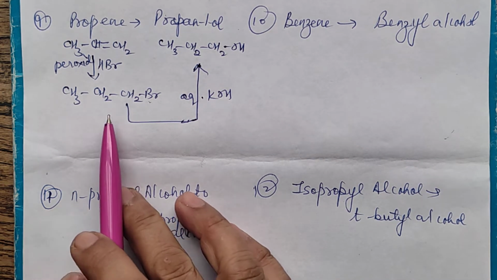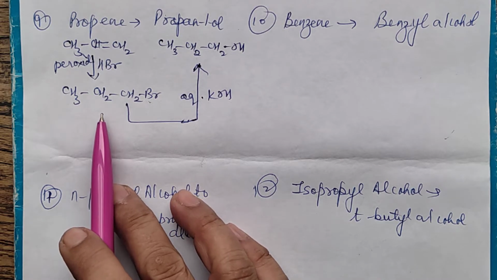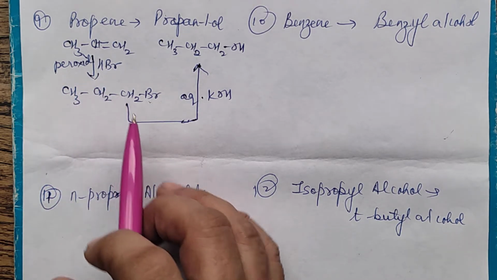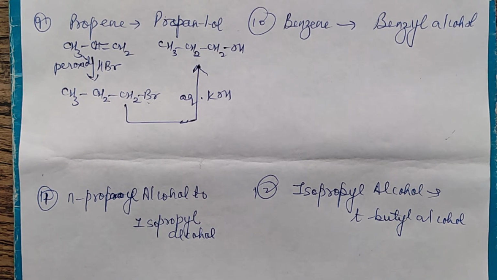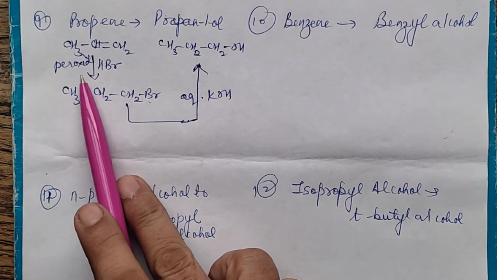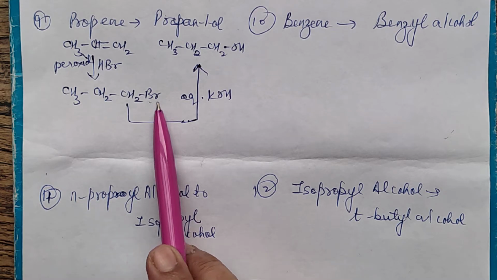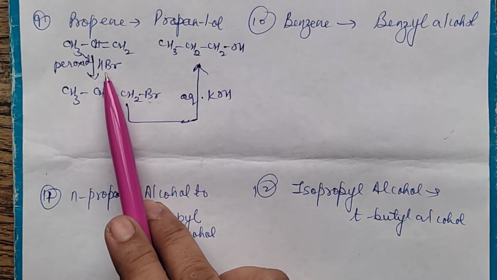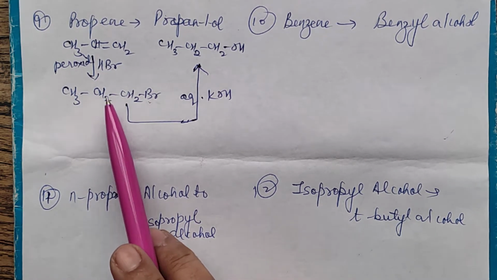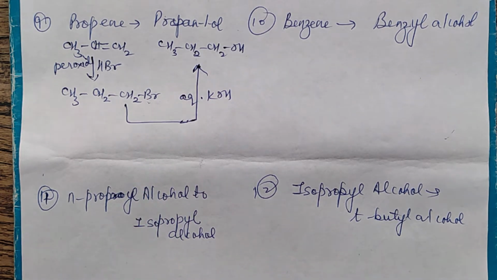Suppose you want OH at the 2 position, then you will just use HBr in that case, not peroxide. Because when we used peroxide, HBr added as per anti-Markovnikov. Had it been just HBr, then as per Markovnikov, Br would have been here, and then aqueous KOH would have given you 2 position OH.